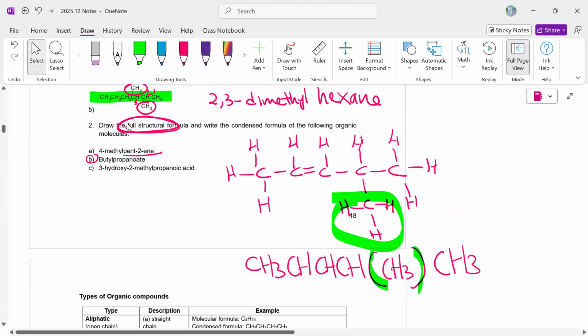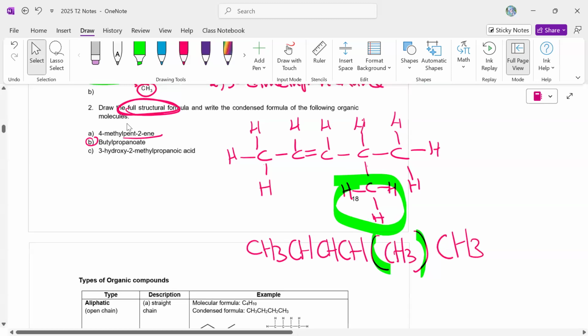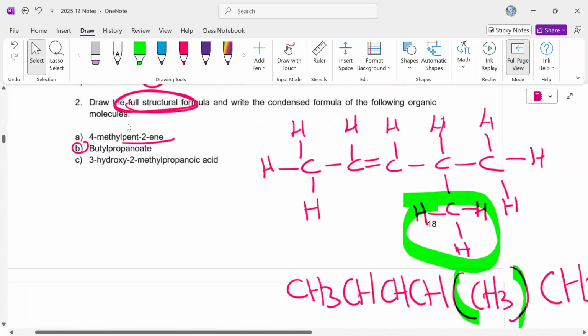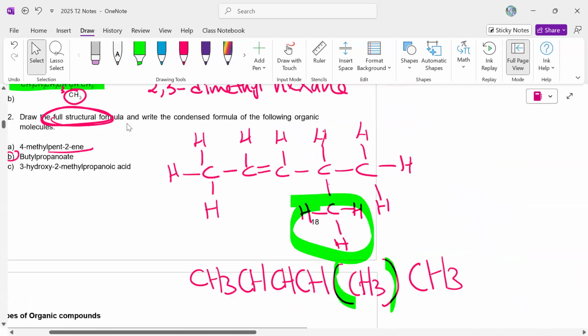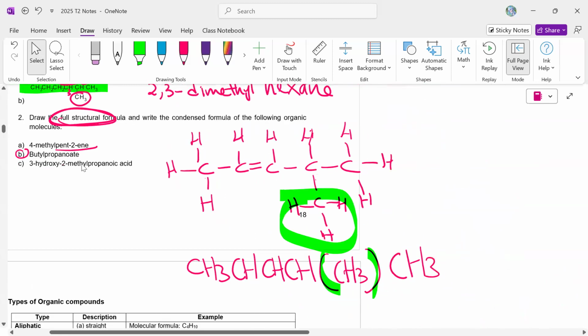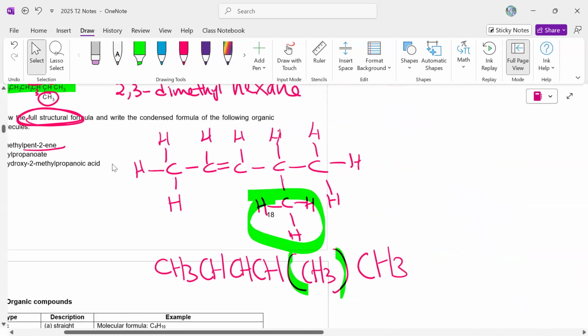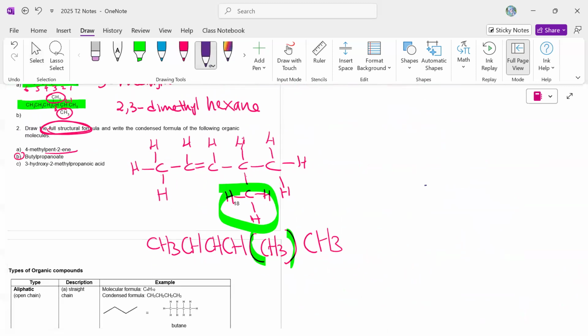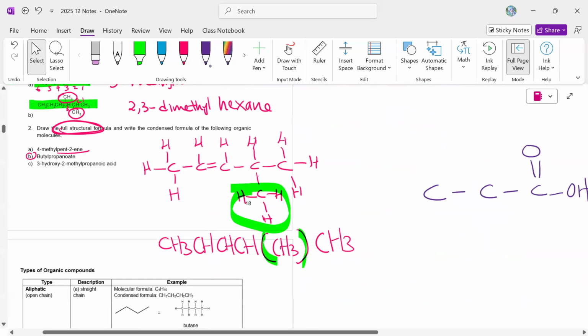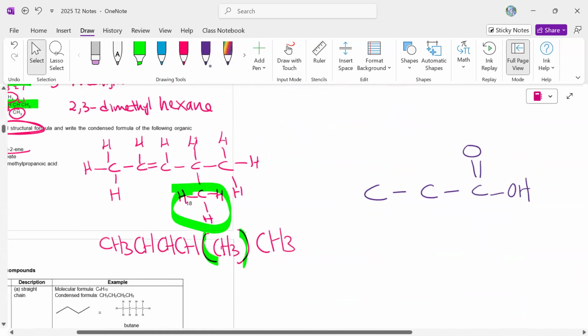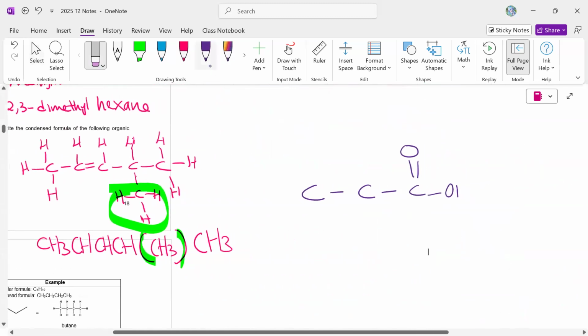And then you draw it again. I will draw another one, which is C. I will skip B first because I haven't covered ester. So for C, I must not start with hydroxymethyl, but I start with propanoic acid. So I will draw propanoic acid, 1, 2, 3, 4. If you draw it like me, it will be wrong because the full structural formula needs you to expand the O and the H. So it has to be like this.